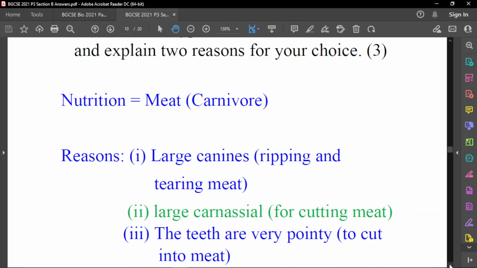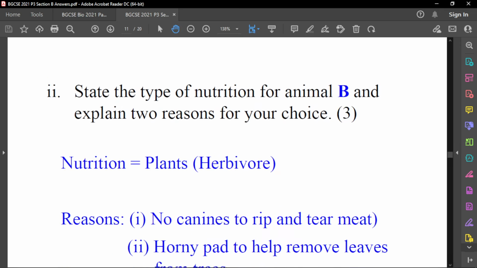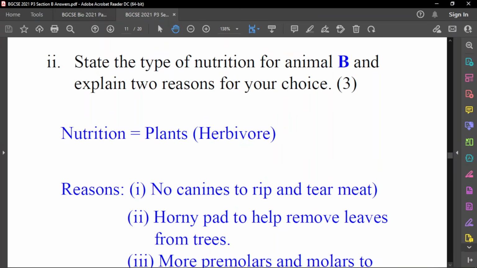All right. So another reason right here is that you have large carnassial teeth, and they are used for cutting meat. And the next thing here is that the teeth are very pointy to cut into meat. So you have 3 possible reasons to explain why you chose animal A to be a meat eater. Now, state the type of nutrition for animal B and explain 2 reasons for your choice.